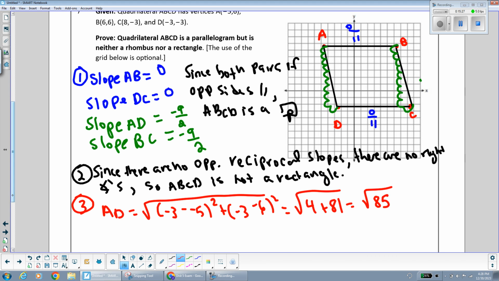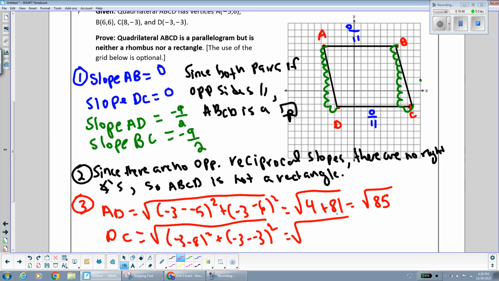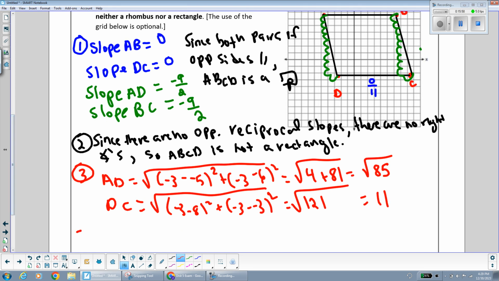And then I'm going to find the slope of one of the sides next to it. So I'm going to just find the slope of DC. Sorry, not the slope, the length of DC. Using the distance formula once again. Okay, and I got 11. That one. So let me put my concluding statement here.